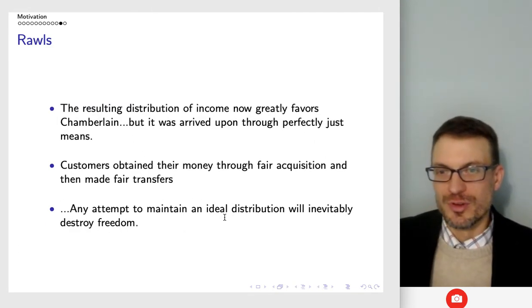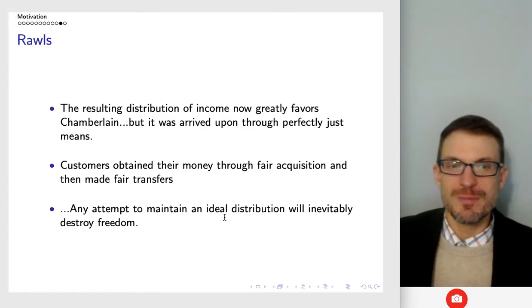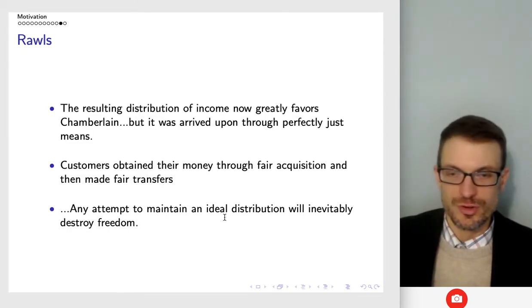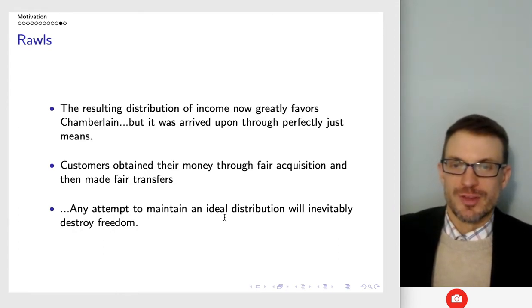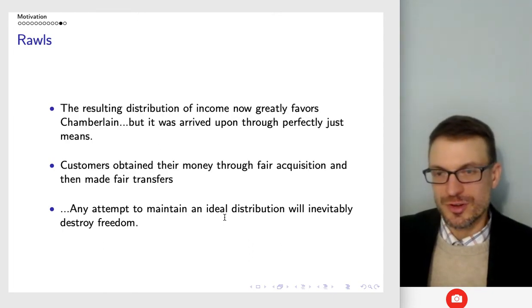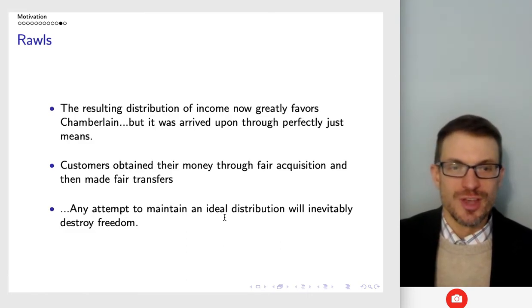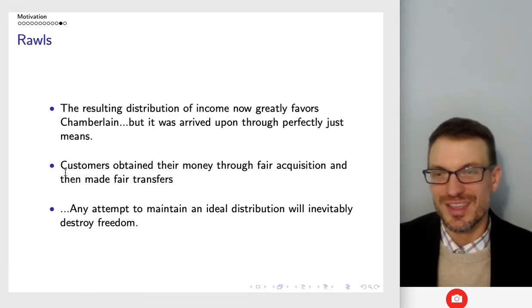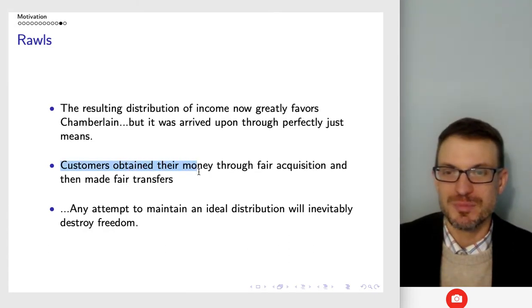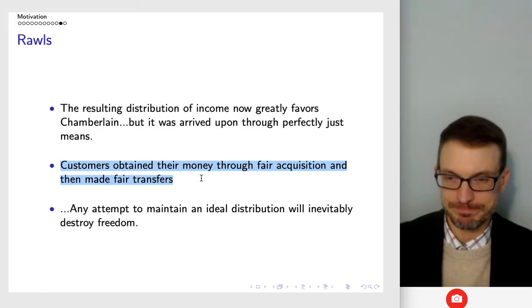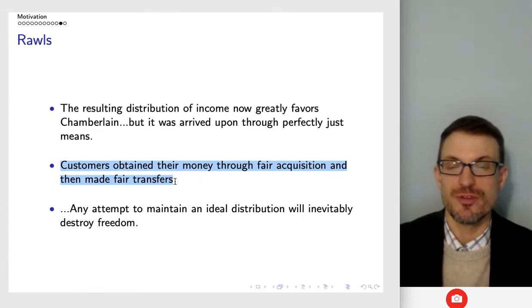So anyway, the resulting distribution of income would now greatly favor Chamberlain, right? If everybody paid $1 to see Wilt Chamberlain dunk a basketball, or Tom Brady throw a football, or watch LeBron James, Tiger Woods in golf, Venus or Serena Williams in tennis, whatever is the case, now whoever that individual is ends up with $1 million. So the outcome is that customers obtain their money through a fair acquisition as a result of us adopting whatever system Rawls would deem just, and then made this transfer voluntarily and freely.